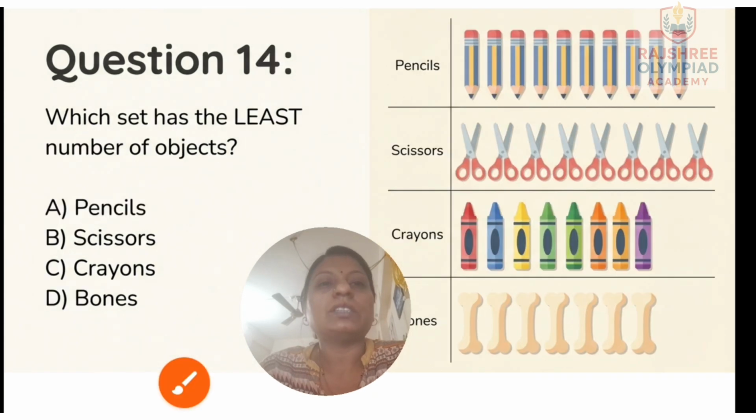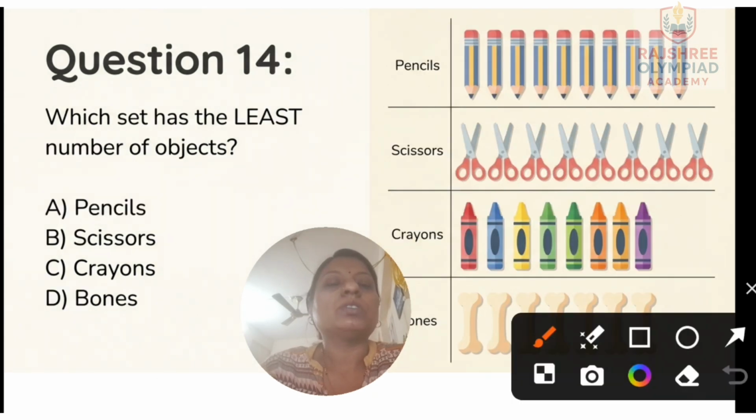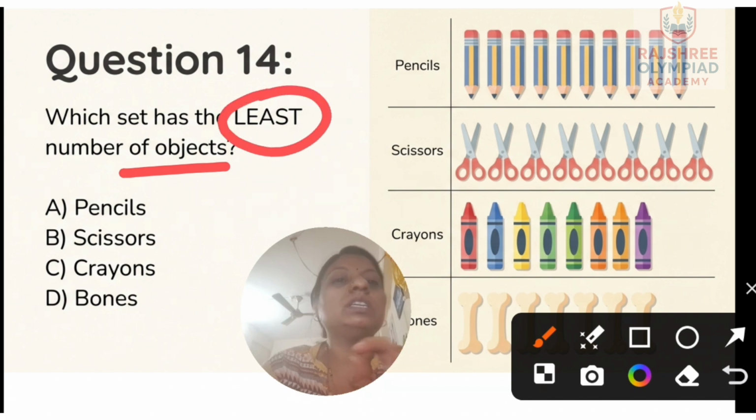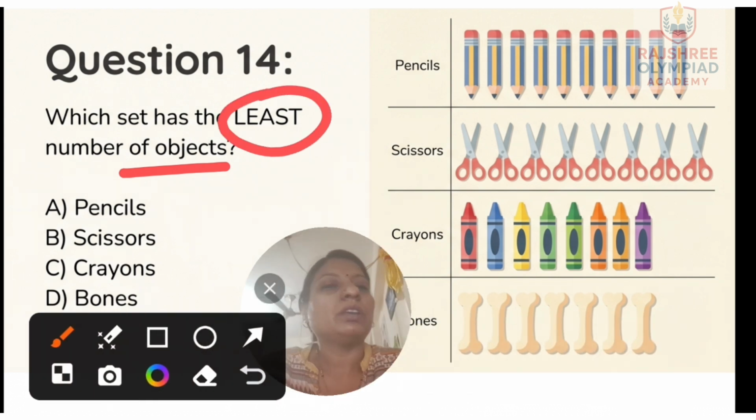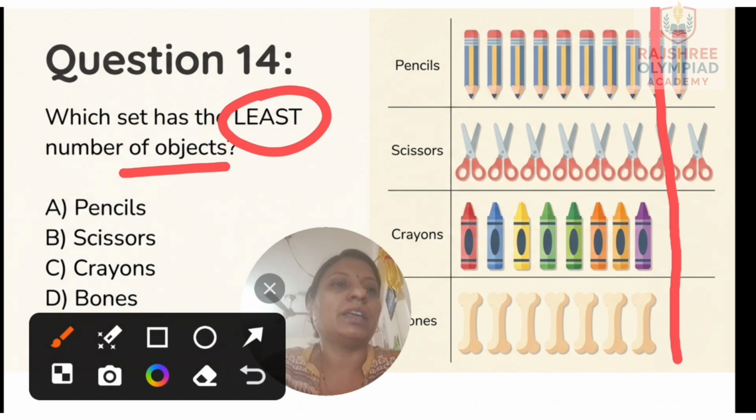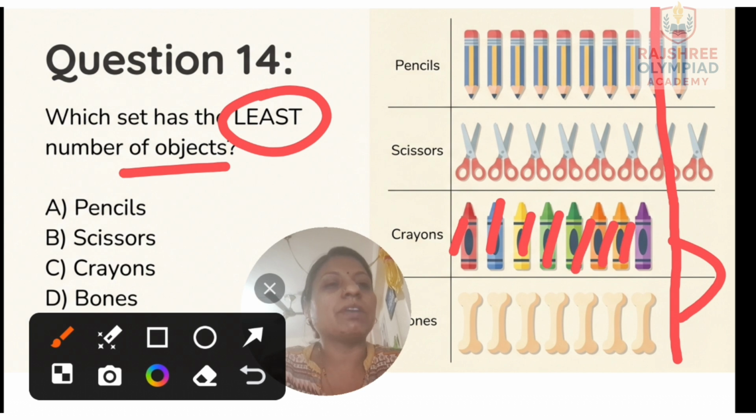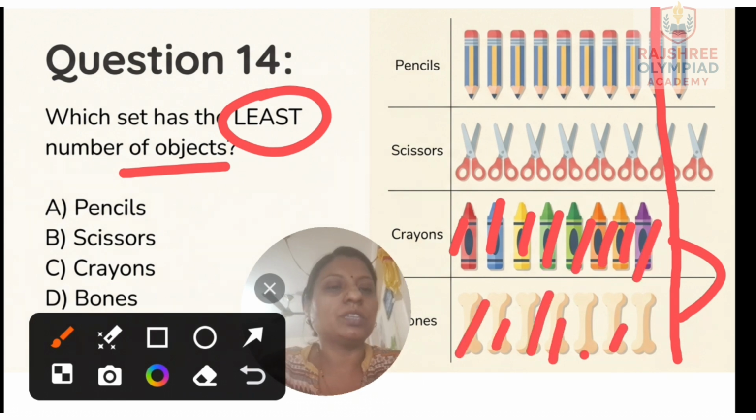Next, question number 14. Which set has the least number of objects? What is the keyword? Least. Least number of objects. So what we do is we just mark a line and then count these two things, crayons and bones. 1, 2, 3, 4, 5, 6, 7, 8. 1, 2, 3, 4, 5, 6, 7. So the least number of objects is bones. Our answer is B, that is bones. If this kind of question is asked in the exam, you can just draw a line. It will shorten your question.